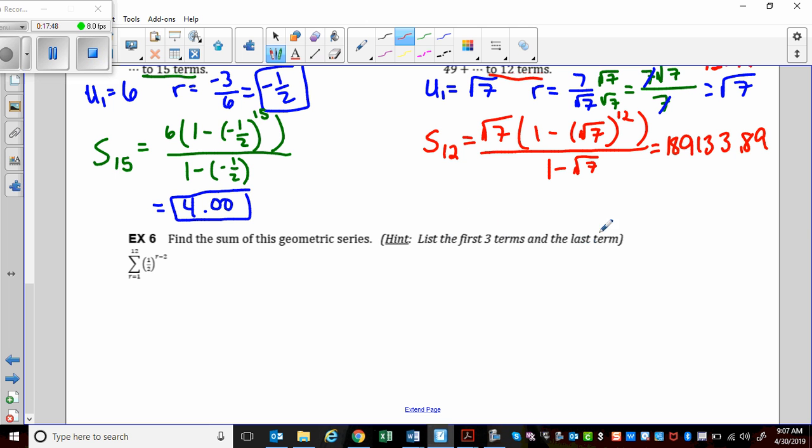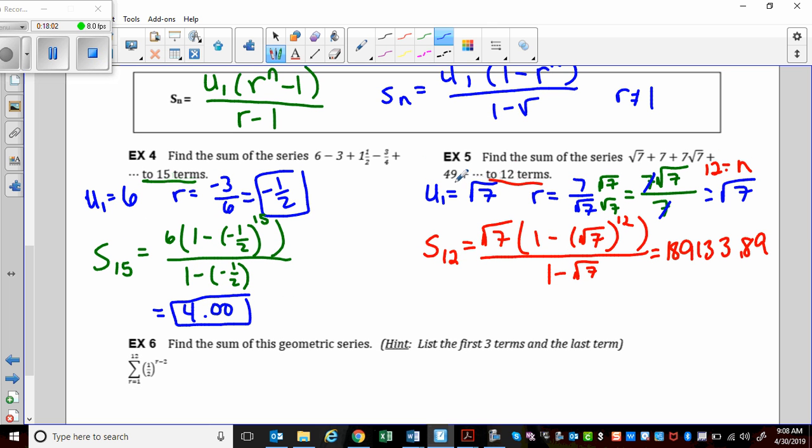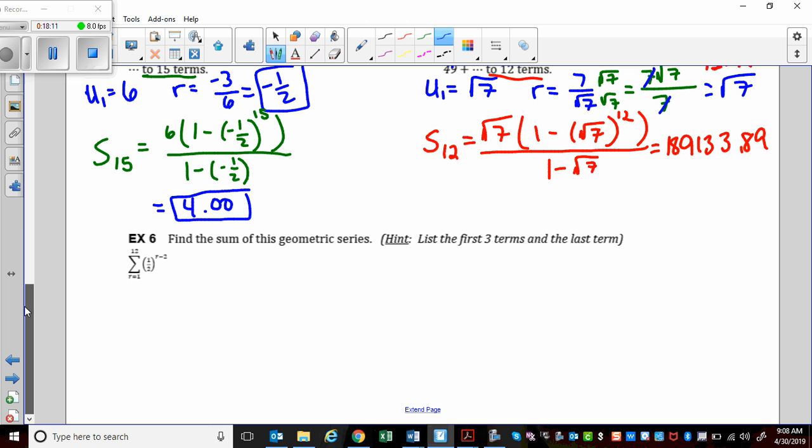Okay, list the first 3 terms and the last. Find the sum of this geometric series. So in order to find the sum, we need the first term, we need the ratio, and we need how many there are in the series. So it looks like there are 12. My n equals 12. So we're going to do S sub 12.